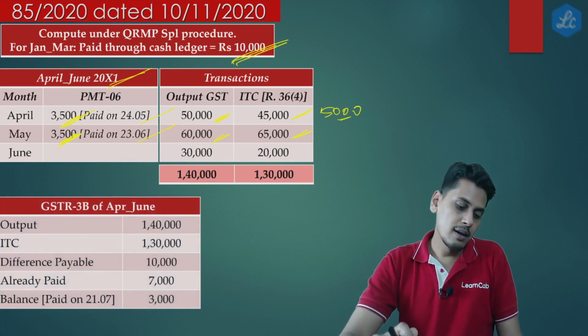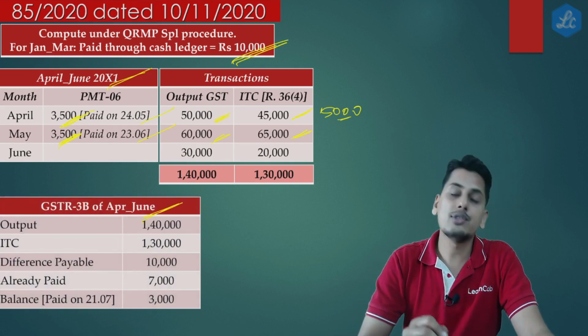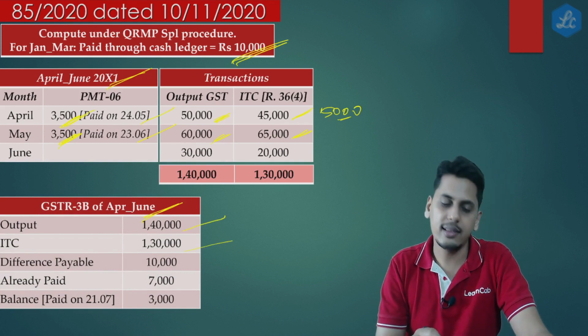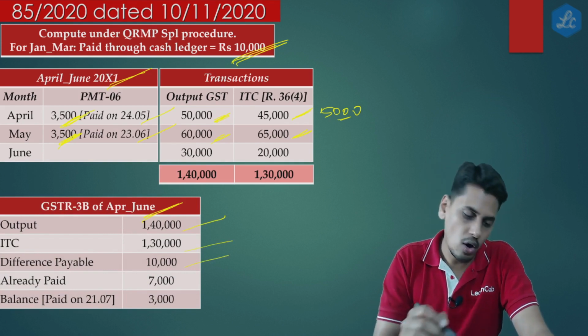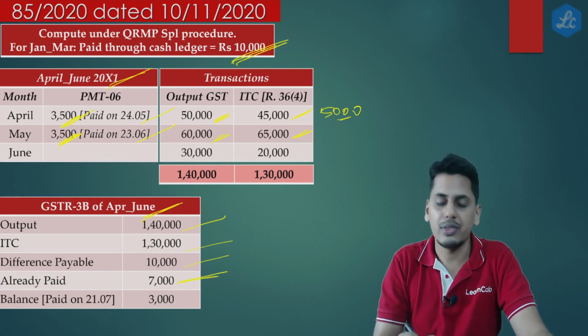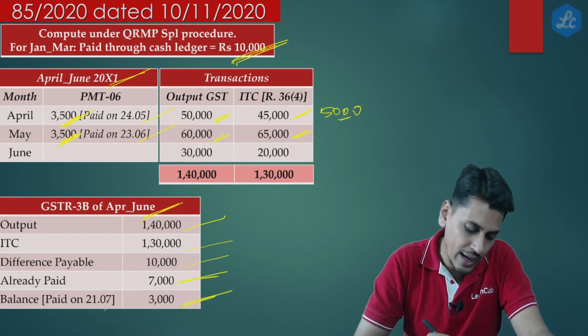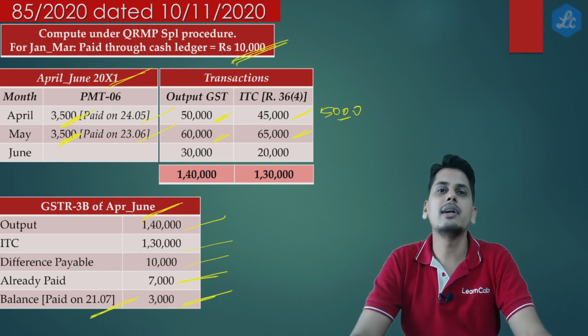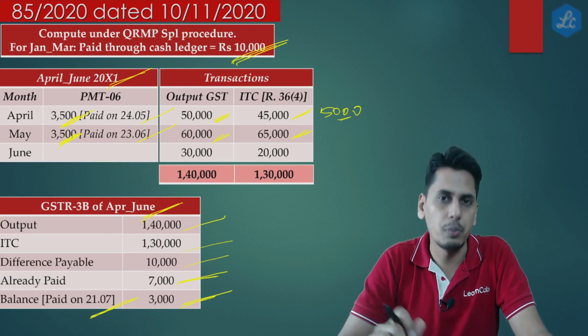So friends, now for the purpose of computing, when he is going to file the returns, the output GST is 140, input tax credit is 1,30,000, and the difference payable is 10. Already what he has deposited is 7,000. The difference of 3,000 needs to be paid. That also he pays on 21st of July. There is no interest liability which this person is required to pay.